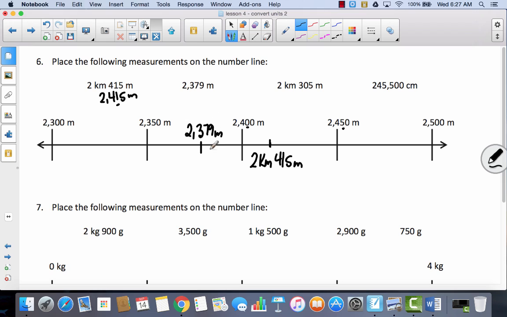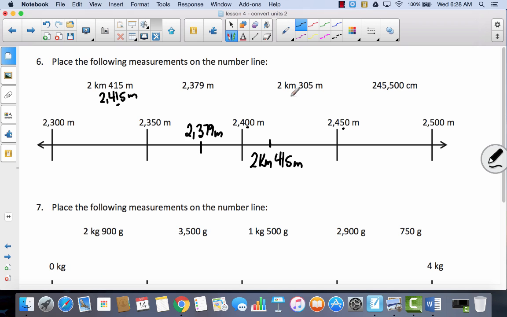Okay, so hopefully you thought to yourself, well, the thousands are the same and the hundreds are the same. I have to look at the tens. So here I have 5 tens, 7 tens, and this is 400. So I know that 2,379 is going to come after 2,350.